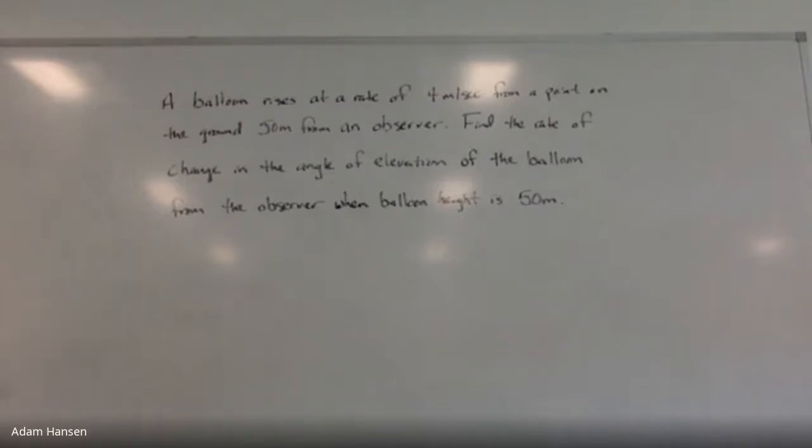Using rates of change, using related rates, let's find the rate of change in what's called an angle of elevation. So here's the situation. A balloon rises at a rate of 4 meters per second from a point on the ground 50 meters away from an observer. What's the rate of change in the angle of elevation of the balloon from the observer when the height of the balloon is 50 meters?